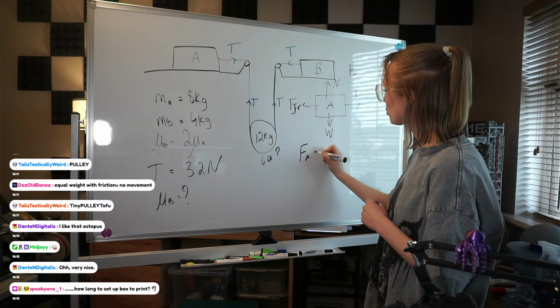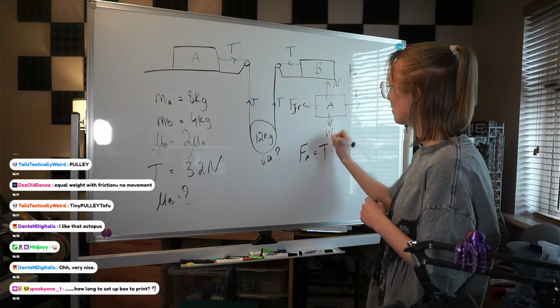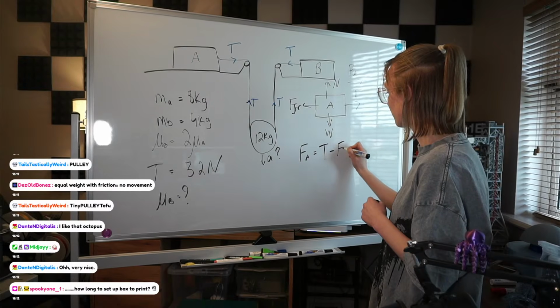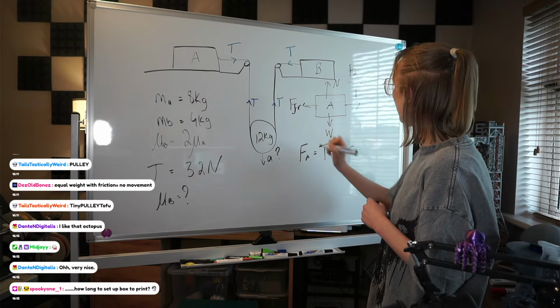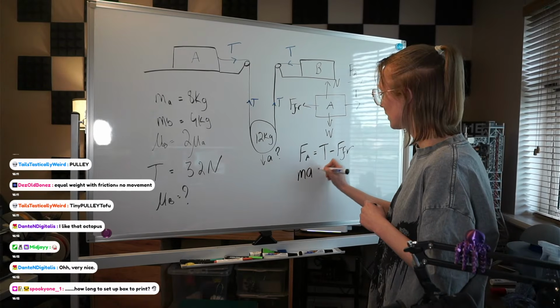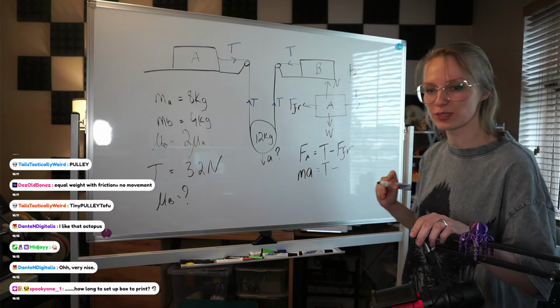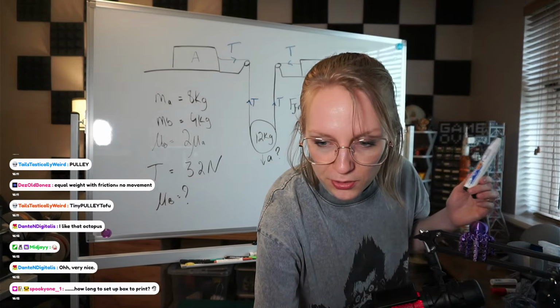F_A is equal to the tension in this direction, T, minus the frictional force, F_FR. F net is equal to the mass times the acceleration, A, is equal to T. What is the frictional force equal to? Oh, this is a good question. You guys remember your friction forces?